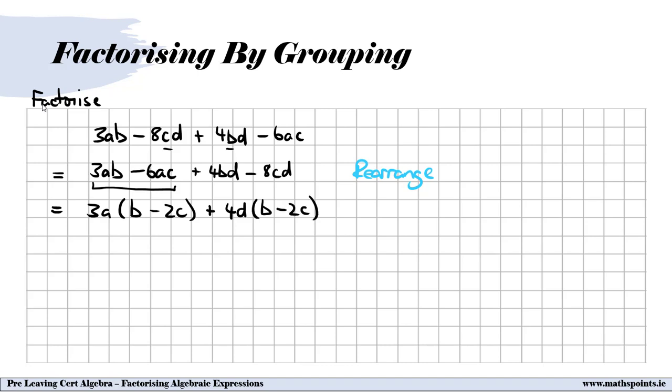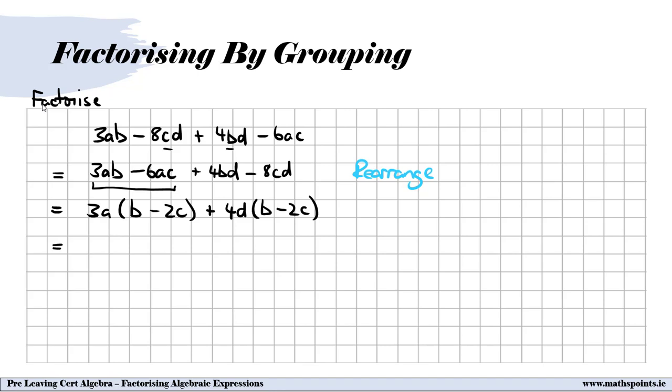So some people like to divide the numbers separately and then the letters separately, but it is no harm if you're quite good at these to just say something like 8cd divided by 4d is 2c. You can do it separately or you can do it all at once.